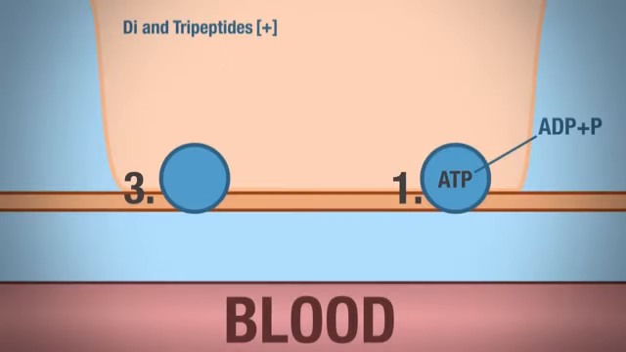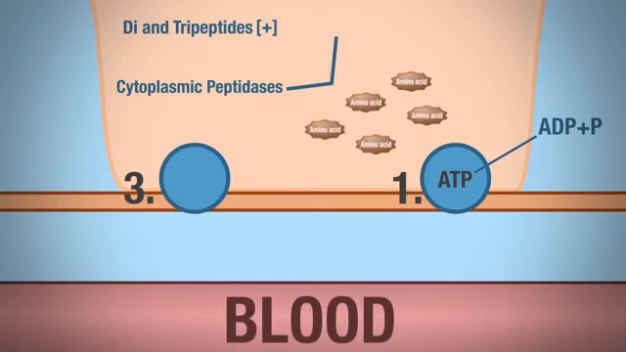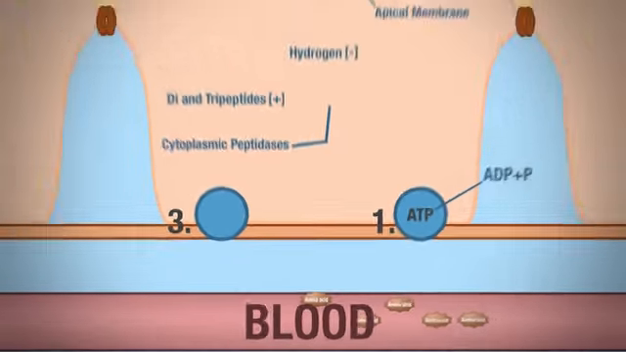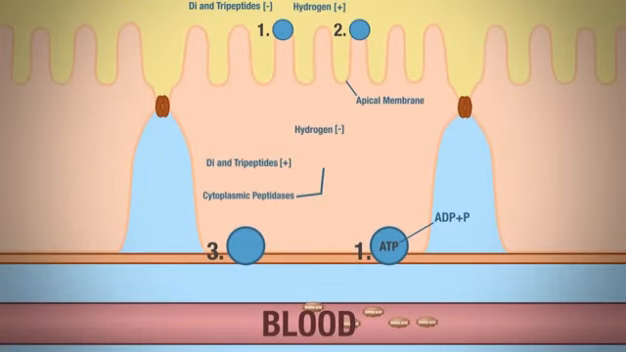So the di and tripeptides then will get converted into individual amino acids via yet another enzyme. These are called cytoplasmic peptidases. And so these cytoplasmic peptidases break down, or catalyze the reaction of, your di and tripeptides into individual amino acids. Then those individual amino acids can use facilitated diffusion to go from a high concentration inside the epithelial cell to a low concentration in the blood. So that explains how we absorb our amino acids from the di and the tripeptides.